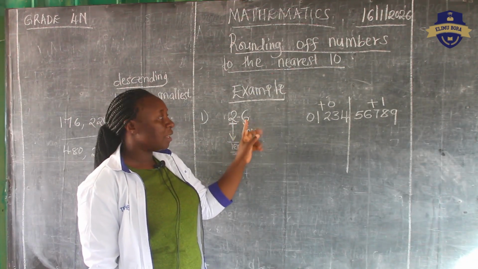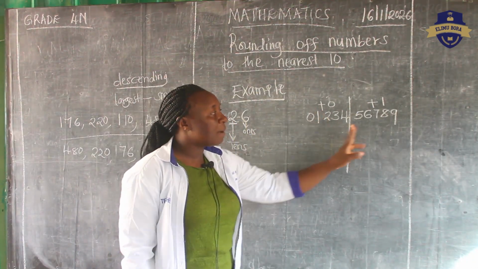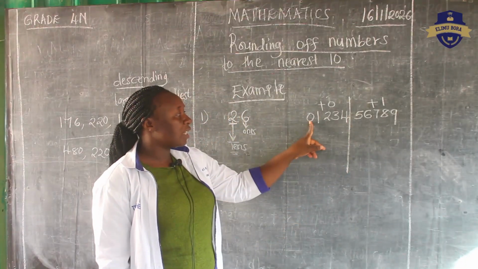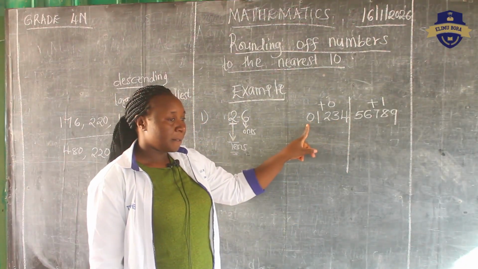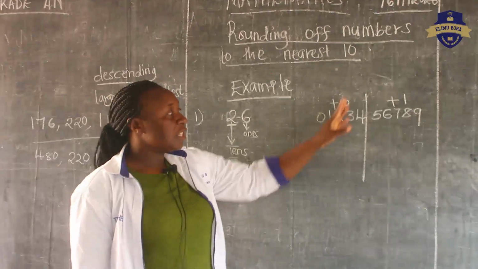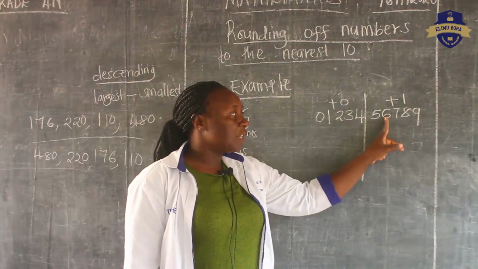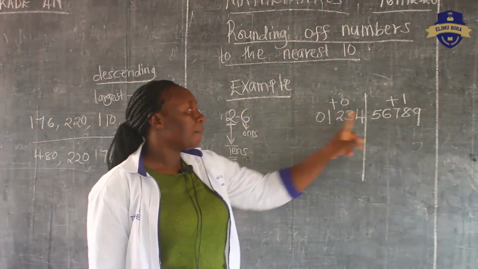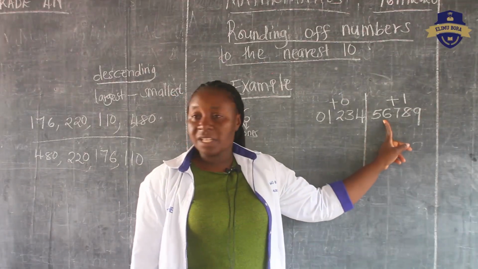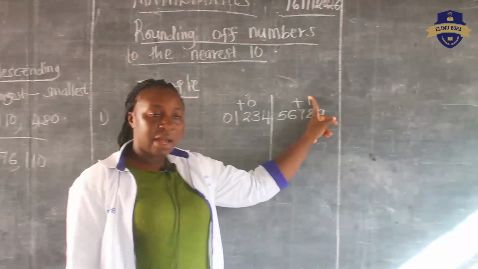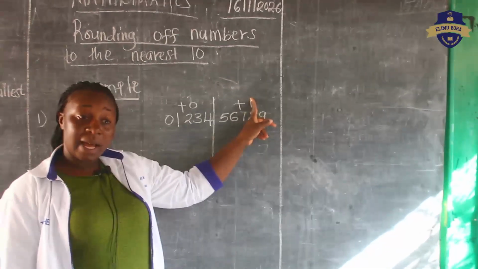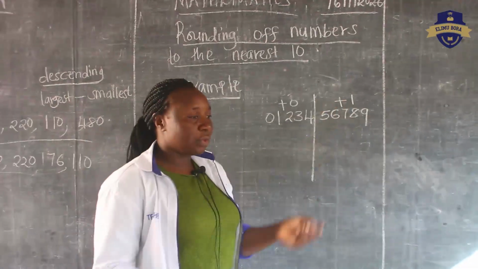This is number 6. Number 6 iko kwa plus 0 ama plus 1. When you check here, do we have 6 here? 6 is on the other side. 5, 6. 6 is here. So if it is 6, we are going to add 1, because 6 is here.